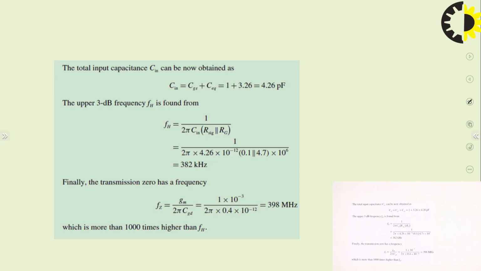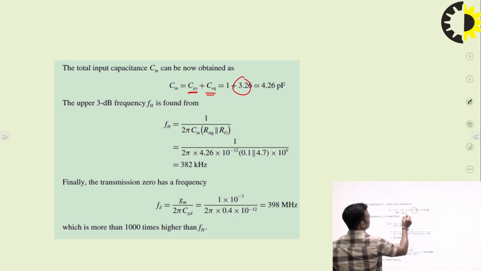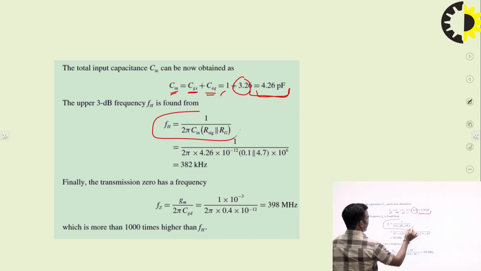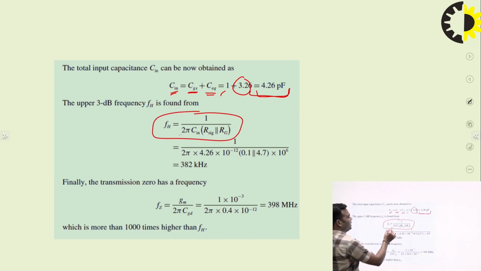Now the total input capacitance is equal to CGS plus C equivalent. C equivalent we have already found out and CGS is already given, so C in will be equal to 4.26 picofarad. Why have we found C in and R signal? Just to calculate the value of FH. FH is equal to 1 upon 2 pi C in into R signal in parallel with RG. Now we have all these values, so you can easily find out FH also.